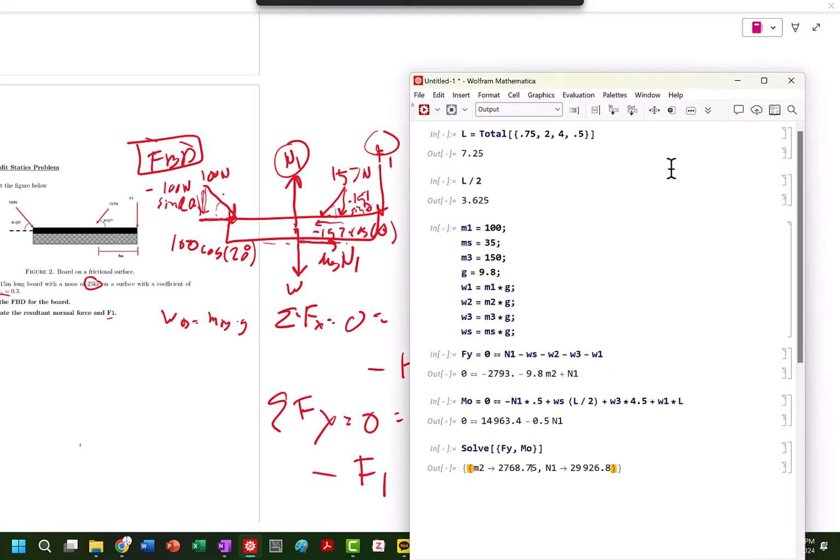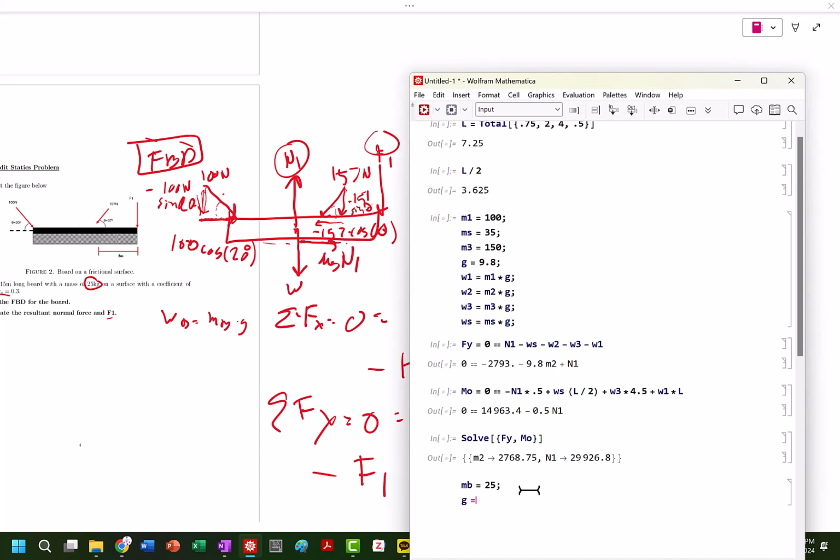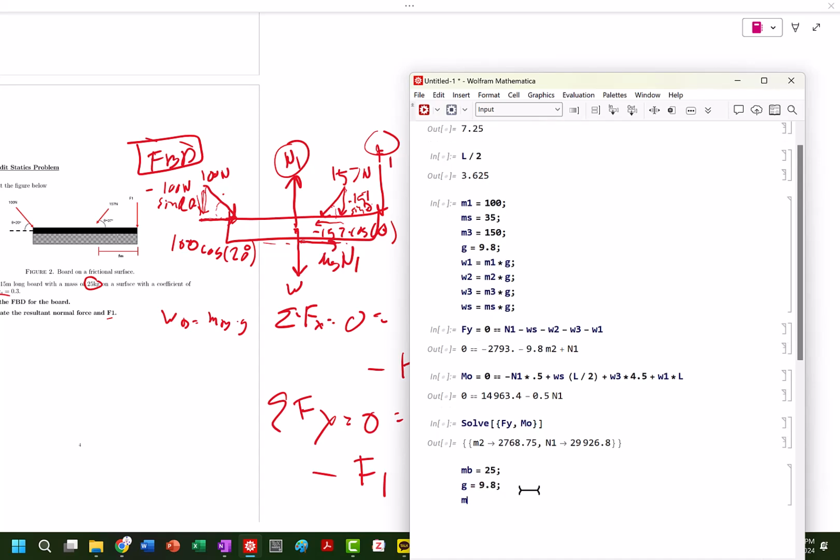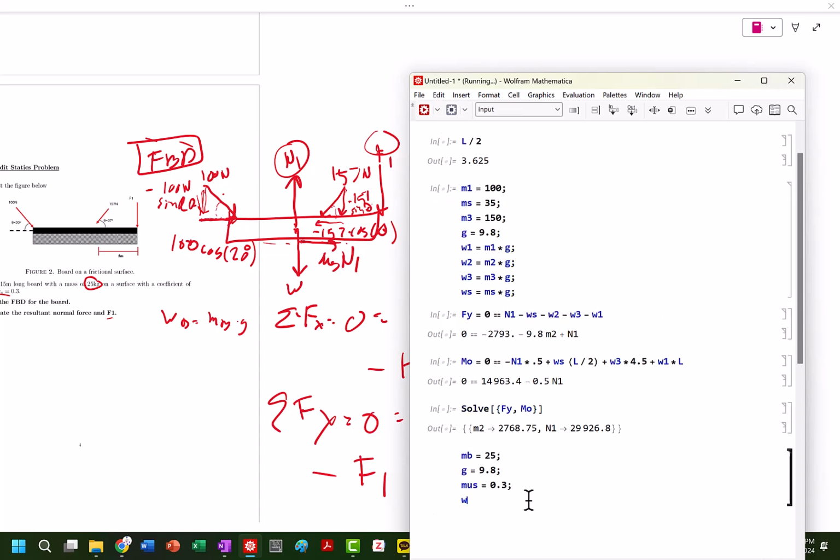So let's go ahead and start to type out some values. The mass of the beam is going to be equal to 25 kilograms. G is equal to 9.8. Mu s is equal to 0.3. And that's pretty much it. I should actually do my weight of the beam is equal to mass of the beam times G. Let's get that in here.